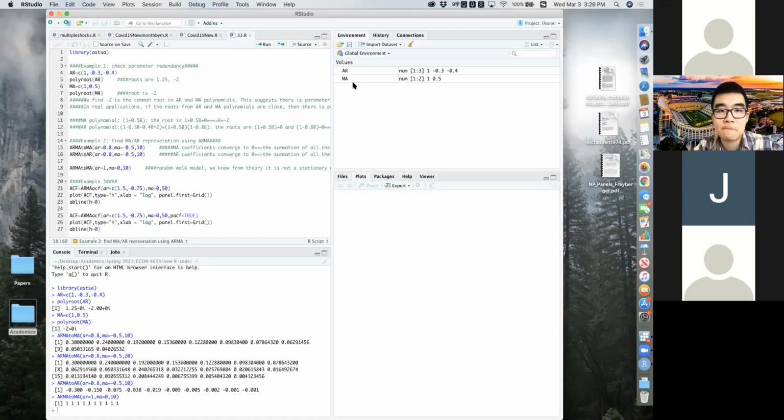Okay, if there are no questions, I want to do a quiz here. Let me start the poll. This is the first question. It asks whether this is invertible or not invertible. This is an MA model. The coefficient is 0.8. It's an MA(1) model.